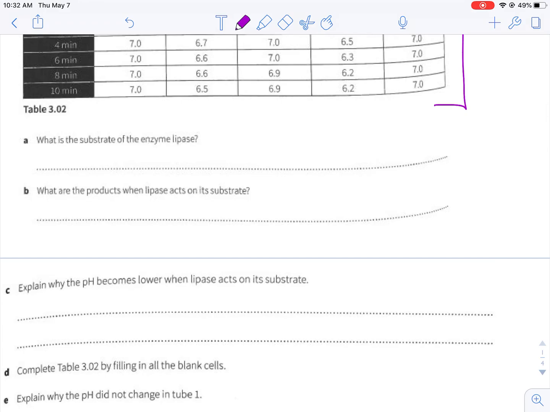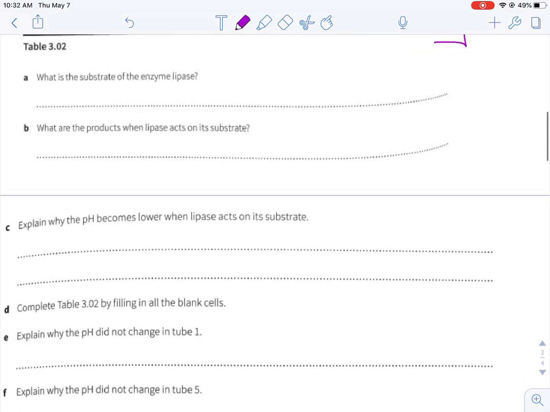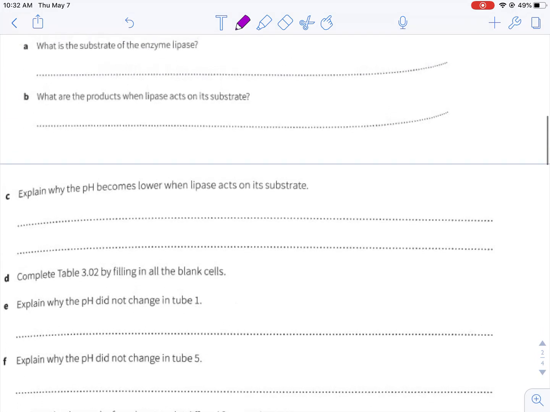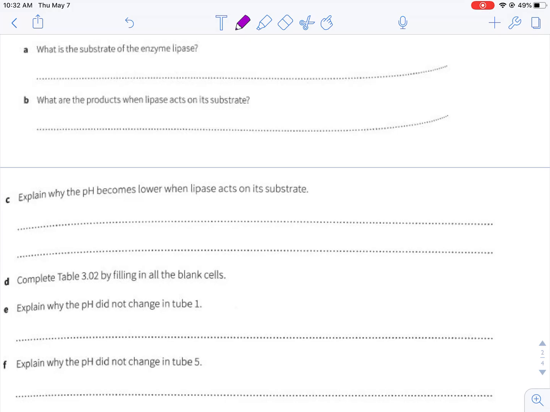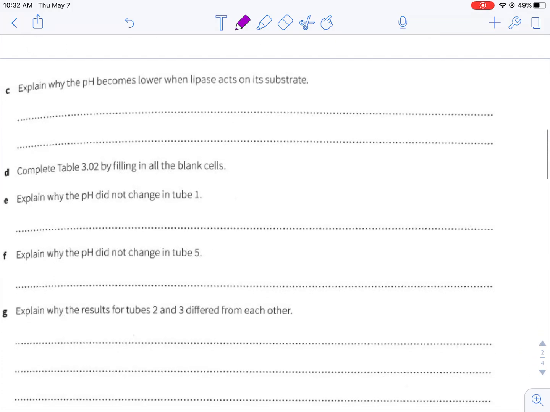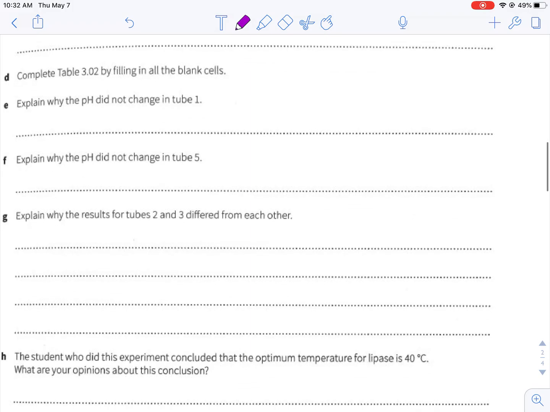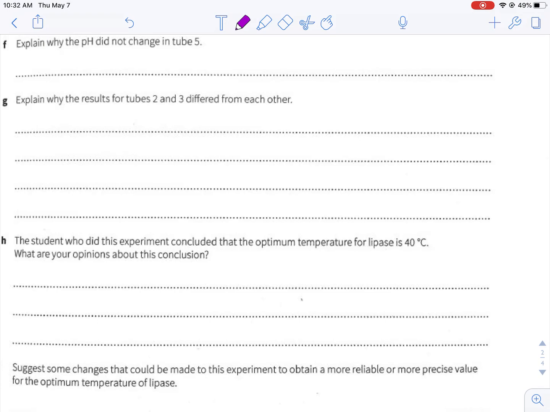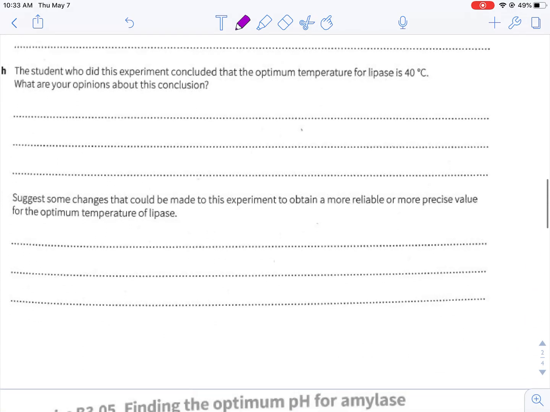So it asks you what the substrate is, what the product is. So that information is given up top. You'll have to figure out what the product is for explaining why conditions change, and think about what could be changed in this experiment to figure out if the student's data is good or how it could be better.